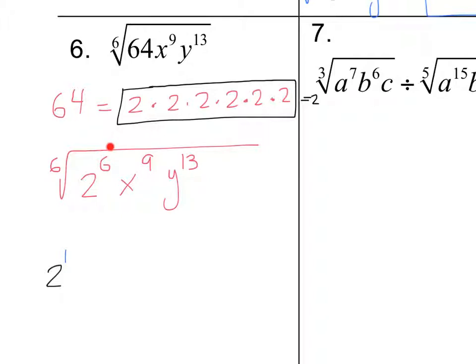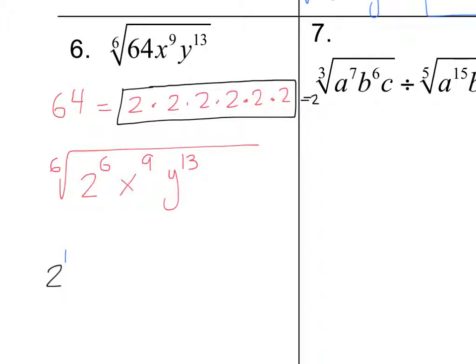So you can do this method, or you can write it out and see, since the index is 6, I want groups of 6. So I have only one group of 6, so 2 to the 1st will be leaving the radical. Now, let's look at x to the 9th. Is 9 divisible by 6? No. So you have two methods.